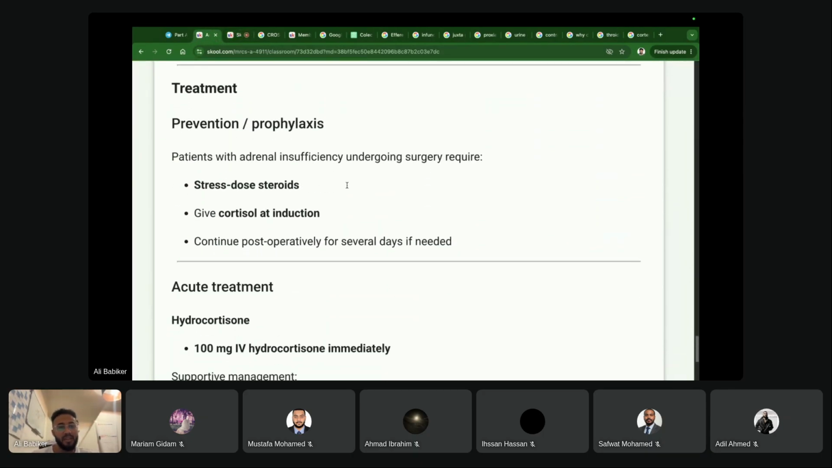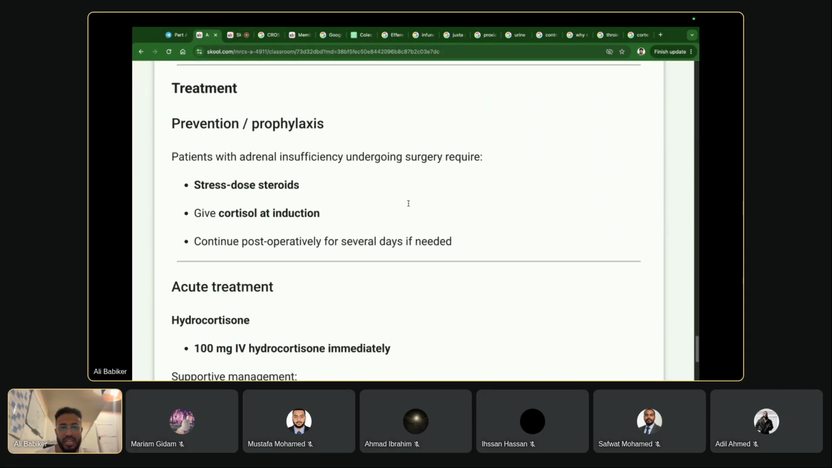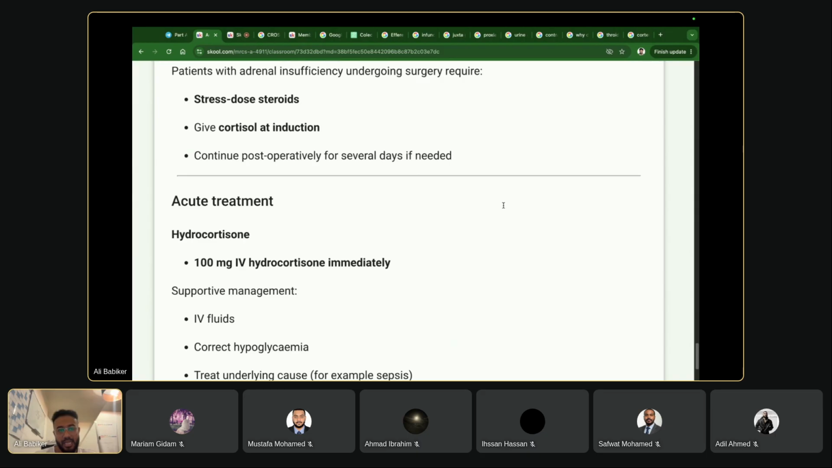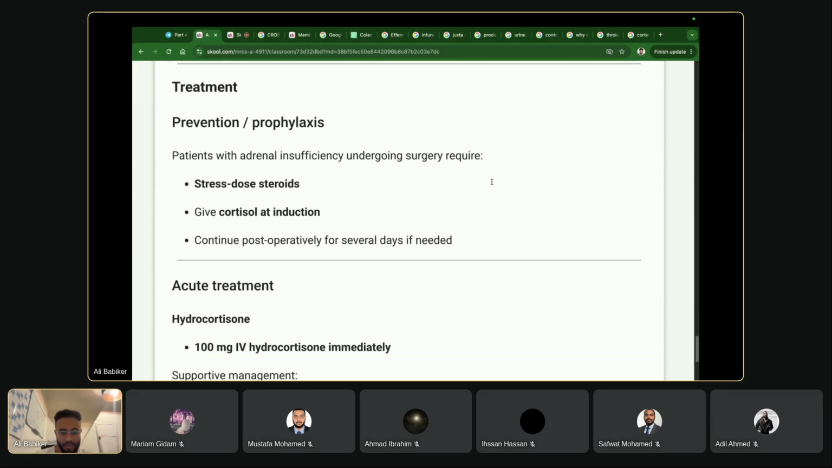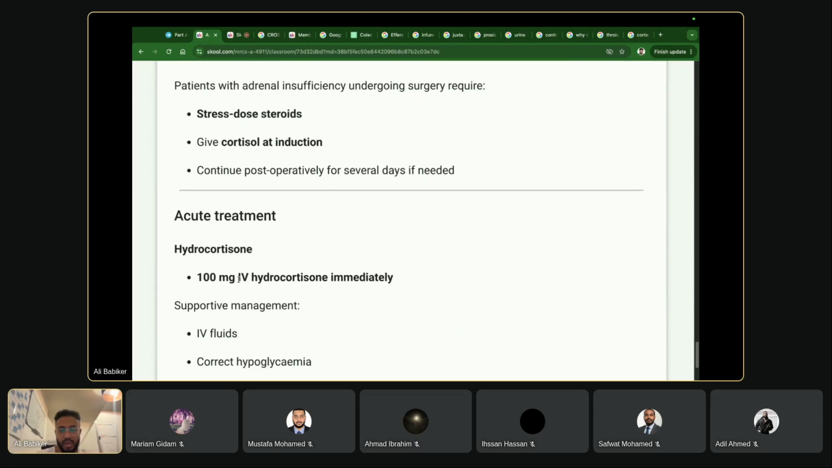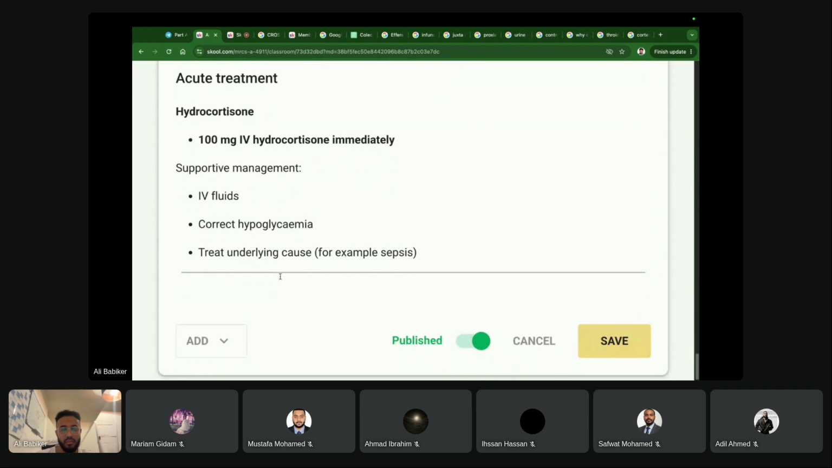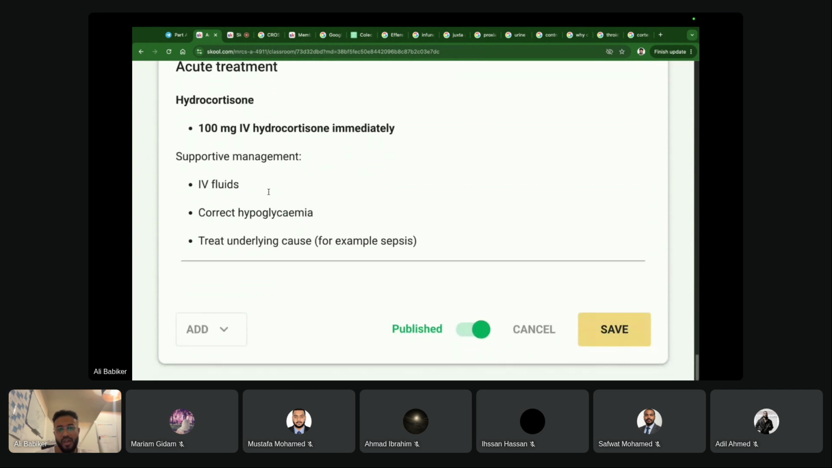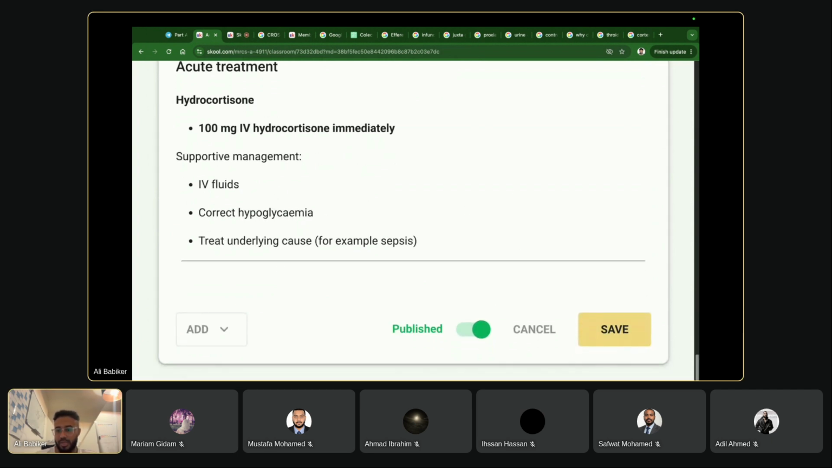Treatment. Prevention and prophylaxis. A patient with adrenal insufficiency undergoing surgery requires stress dose steroid, given at cortisol induction, and continued post-operatively for several days. So basically, if the patient is taking a steroid, before you take him to surgery, you give him a lot of hydrocortisone. 10 milligram IV hydrocortisone immediately. Okay? And then you give IV fluid and correct hypoglycemia, as you know.